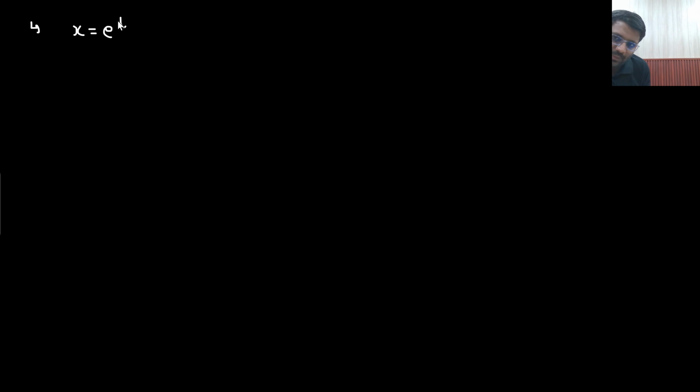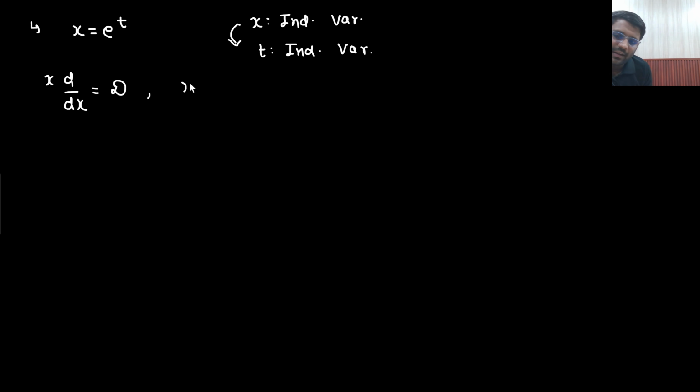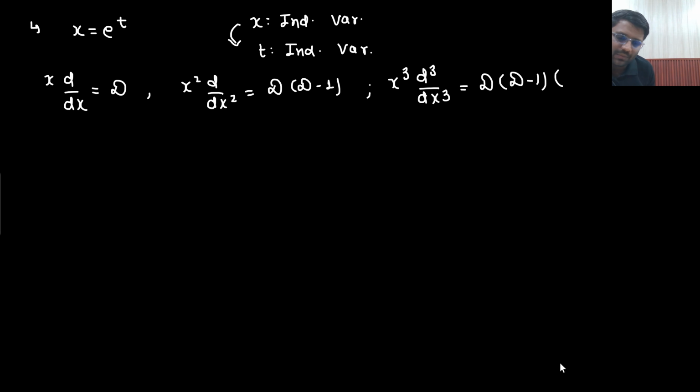The conclusion is that, sir, I will put x as e to the power t, where x was my independent variable. Now the new independent variable will become t. Understandable? If you do this process, then x d by dx will be replaced as D. x square d square by dx square will be replaced as D into D minus 1. x cube d cube by dx cube will become D into D minus 1 into D minus 2. This process would go on.